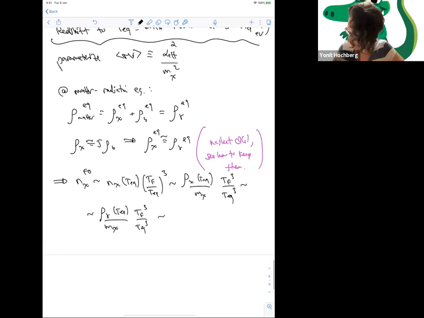And now we can use the fact that the energy density in photons is just temperature to the fourth. Okay, so I plug that in. So I'm going to have a temperature T equality to the fourth, but I have a T equality cubed downstairs, so I'll cancel those out, and we're left with T freeze out cubed times 1 factor of T equality divided by m of dark matter.